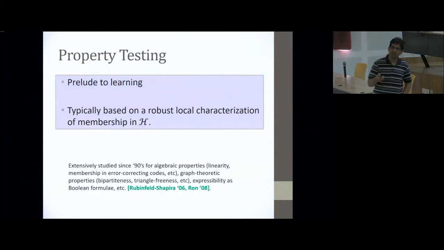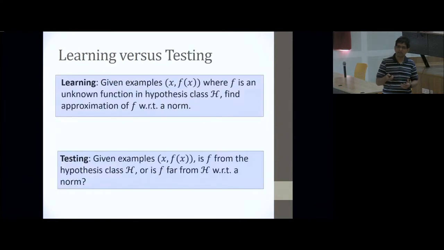So there are two motivations. One is, as I said, you can think of it as a prelude to learning. The other is that typically these testers are based on a different understanding of H. You characterize H robustly in terms of some combinatorial or geometric condition, and that is the property that the tester is checking. Okay?